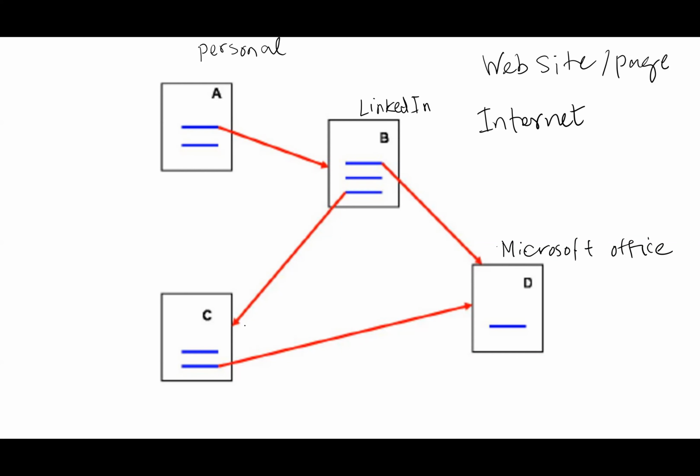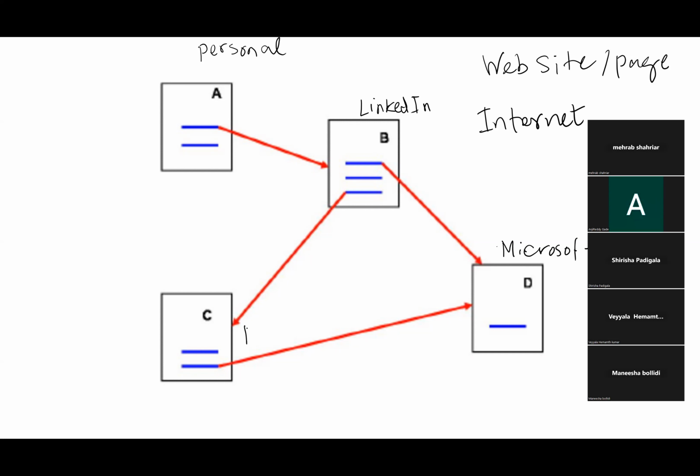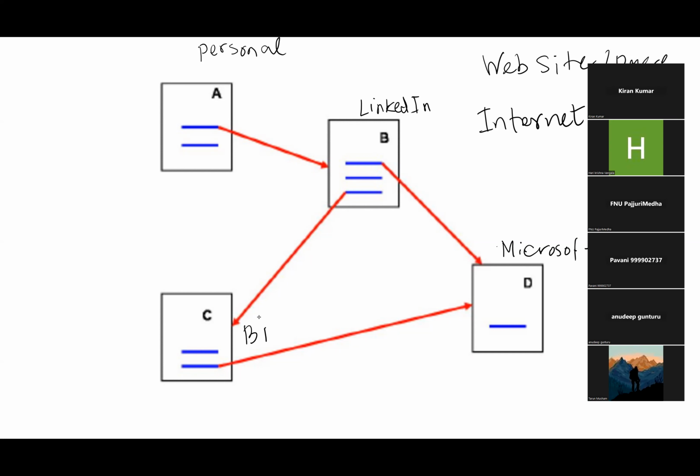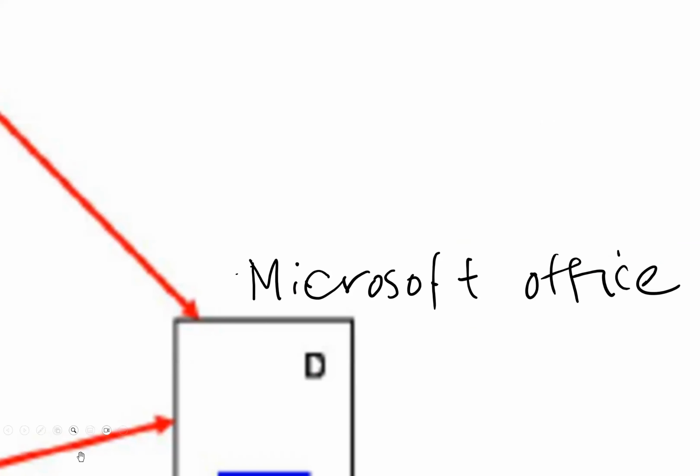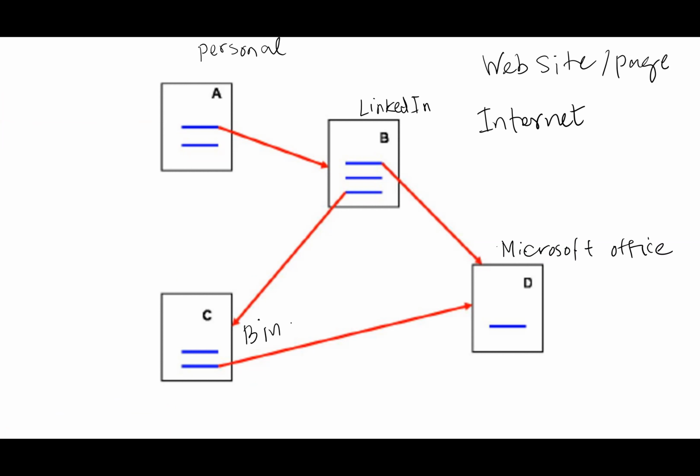And suppose this is another page. This is Bing, right? So suppose this is Bing's page. So basically, what you see is this is an example of a directed graph because your personal page has a link to LinkedIn, but LinkedIn doesn't necessarily have a link towards your personal page, right? And then LinkedIn has a link towards Microsoft Office. So it depends on which direction it has.